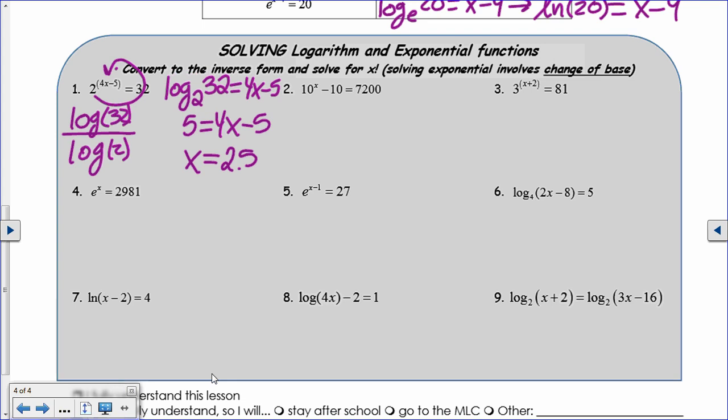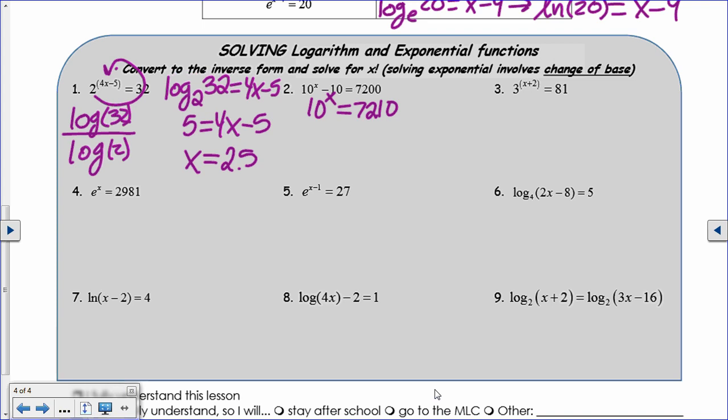Okay? Next one over. Slight difference to this one. Has an extra minus 10 there. So what do you think you'd have to do first? Add it over. I call this the housekeeping step. You need to make sure it's all neat and tidy before you can actually do the solving process. So if there's anything that you need to add or subtract over, you're going to have to do that first. So this would become 10 to the x equals 7,210.